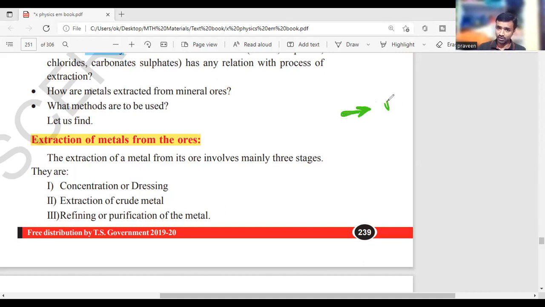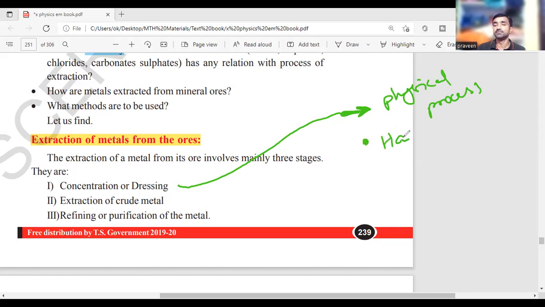They involve mainly physical processes. This involves mainly the physical process. So concentration or dressing is done mainly by physical processes. Especially 4 methods we are discussing here, the first is simply the hand picking method.